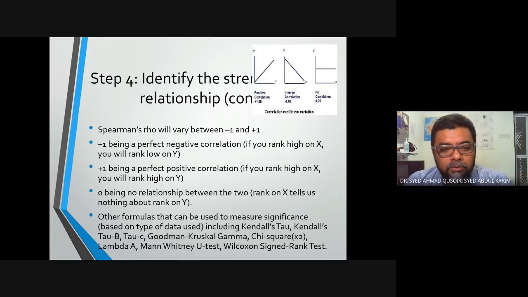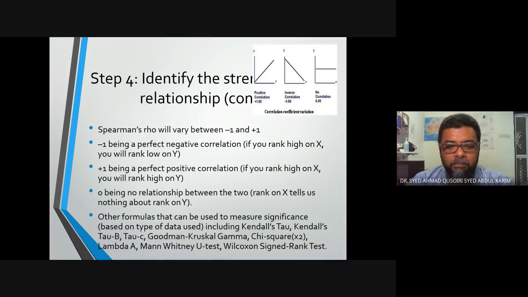Positive 1 is a perfect positive correlation. So if y increases 1 unit, x will increase 1 unit. If y decreases 1 unit, x will decrease 1 unit. That is a perfect positive correlation. 0 means there's no relationship between the two. So if we plot our observations on the graph and the plot is just scattered all over the place, we are unable to draw a line through those plots. That means there is no observable correlation.